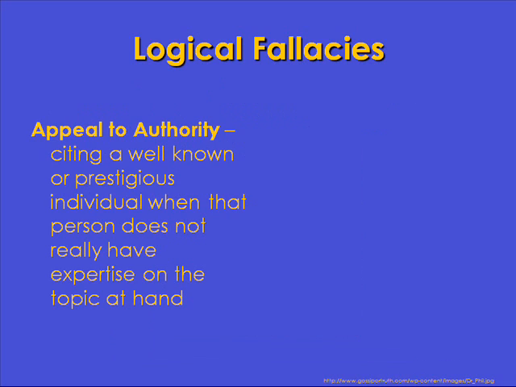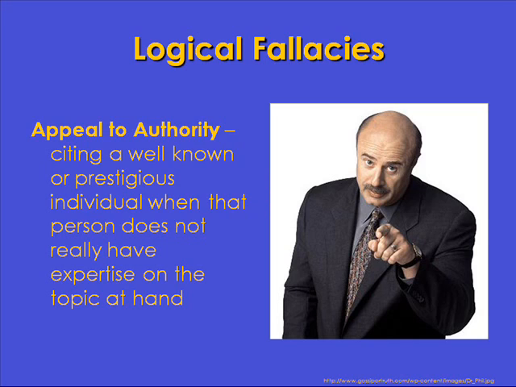In the appeal to authority fallacy, a writer cites a well-known or prestigious individual when that individual does not really have expertise on the topic at hand. An example would be, eating at McDonald's is bad for you. Dr. Phil says so, so it must be true. Dr. Phil, whatever his other accomplishments may be, is not a nutritionist, nor has he to my knowledge done any studies on fast food, so he is not a credible source to cite in this argument.